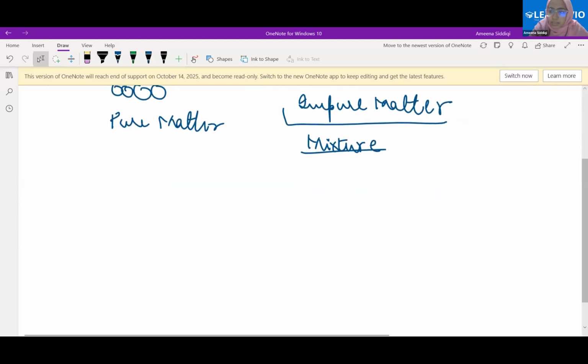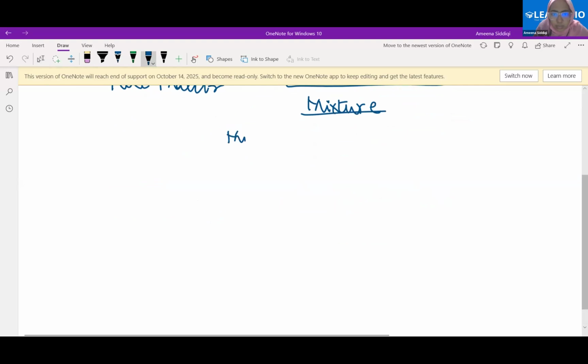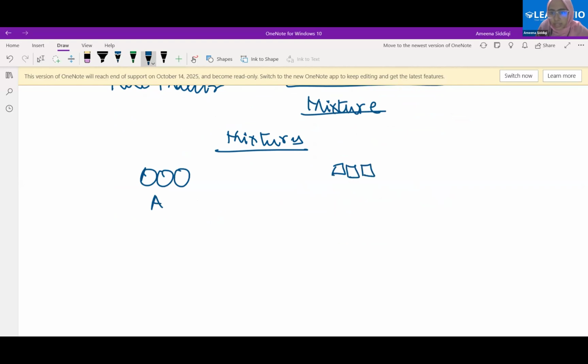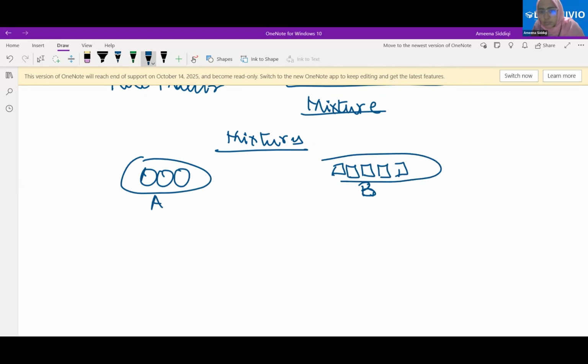Fine. Now, see, mixtures further. Let's quickly understand. Let's say I have this particle and I call this A. I have these particles, something like this, and I call these particles B. I have mixed both of them. Here you can see that this is a pure substance because the same kind of particles are there. This is again a pure substance because the same kind of particles are there. What I'm doing here is mixing two or more than two pure substances. If I'm mixing, what am I getting? I'm getting impure matter, or rather a mixture.